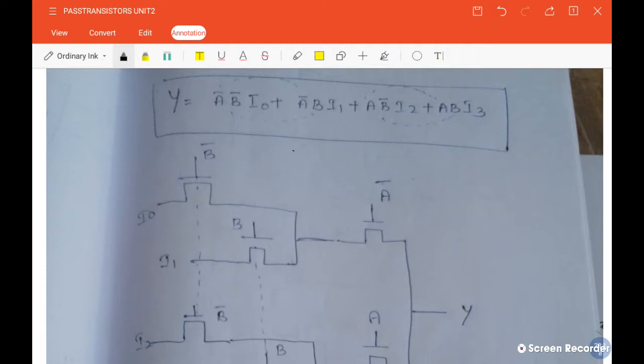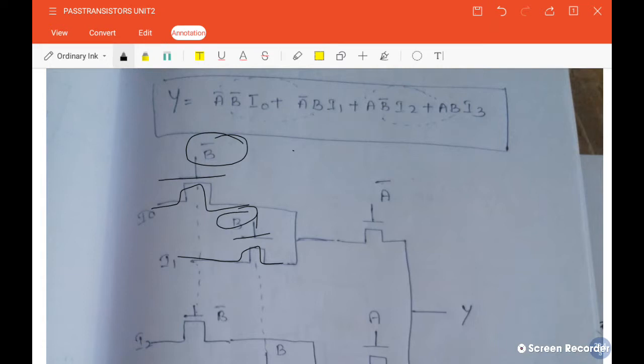So I can draw the NMOS like this. For the first 2 cases, I am choosing 2 NMOSes, one with input I0 and one with input I1. And for the gate values, one gate gets B bar and the other gate gets B. Correct?